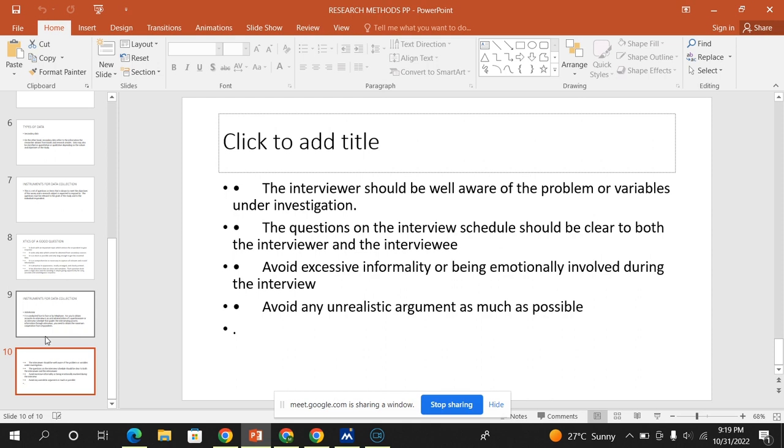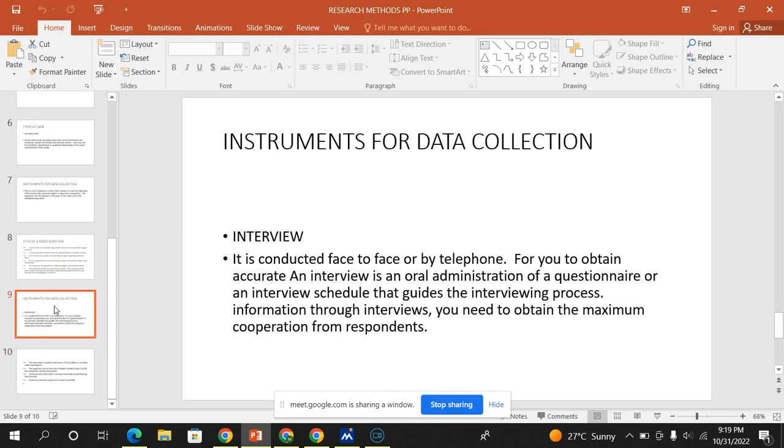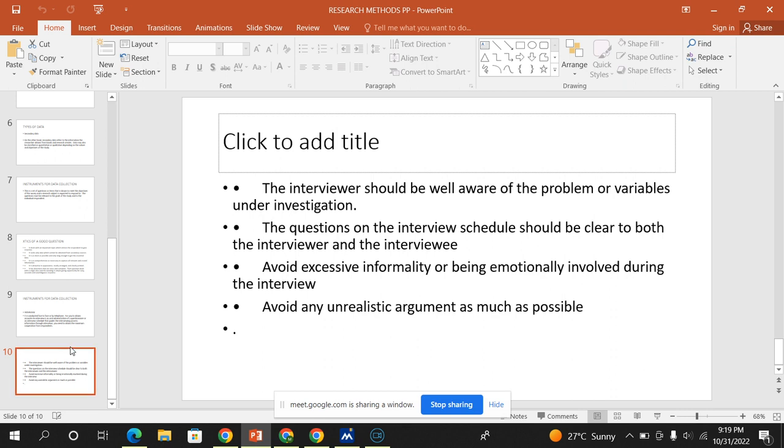Then that's all about research, unless we have someone who has a question or any addition.